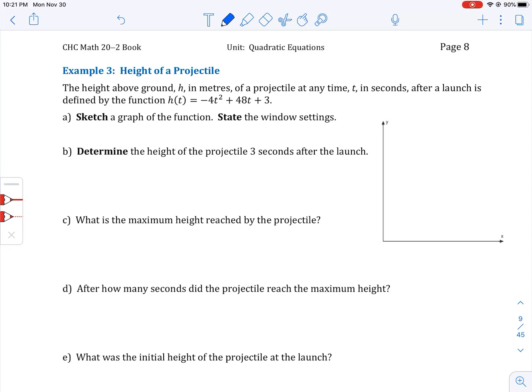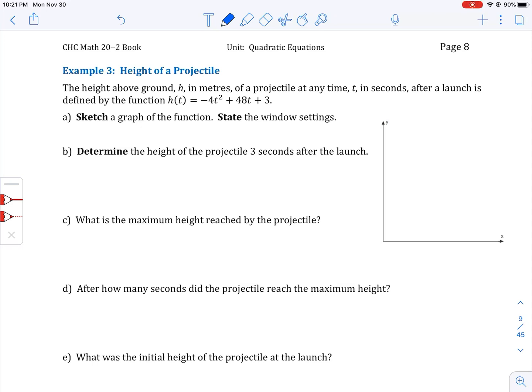It says the height above ground, h, in meters of a projectile at any time t in seconds after a launch is defined by the function h of t. So a projectile is something like a rocket, right? It's projected. It's shot in the air. A bullet could be projected, right? A projectile, something that's flying quickly through the air.